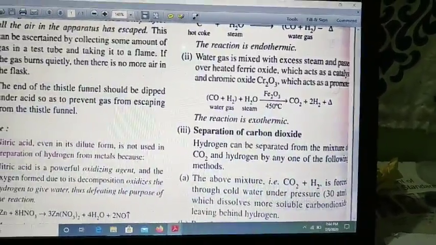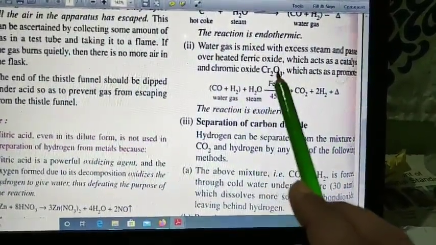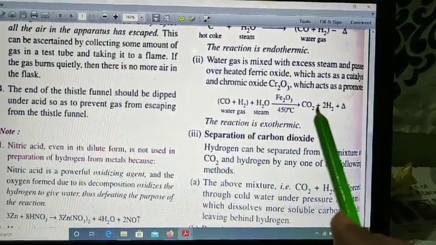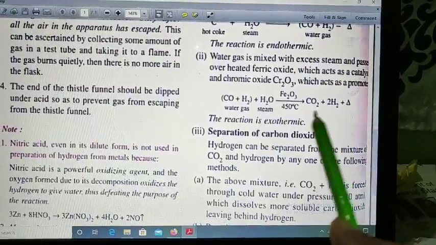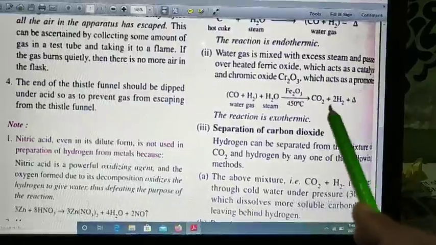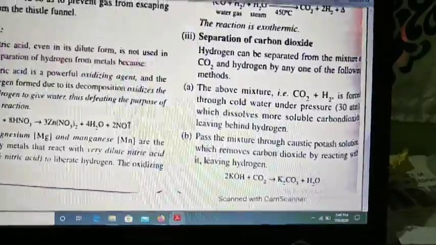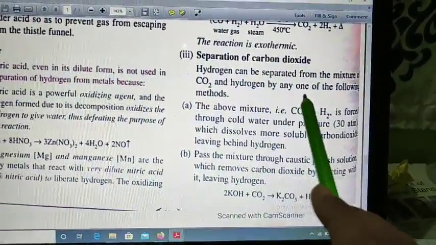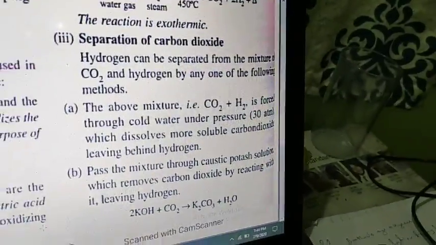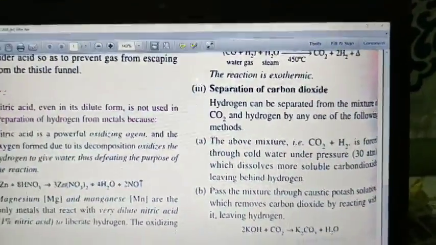And in the second step, this water gas that is formed is mixed with excess steam and passed over heated ferric oxide, which acts as a catalyst, and chromium oxide to form carbon dioxide and hydrogen gas. This reaction is exothermic. Now we have carbon dioxide gas with hydrogen in the mixture. That means we need to separate that carbon dioxide. So hydrogen can be separated from the mixture of carbon dioxide and hydrogen by any one of the following methods.